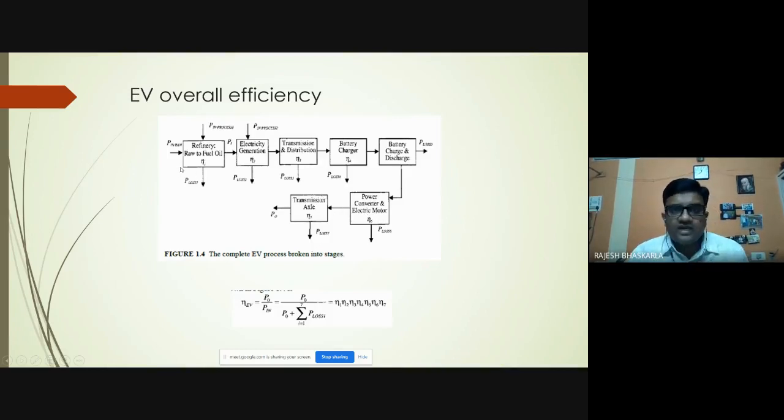So now how do you calculate the overall efficiency? The overall efficiency is calculated as the product of all the efficiencies. So here you can see these eta 1, eta 2, eta 3, eta 4, eta 5, eta 6, eta 7. So 7 efficiencies have to be multiplied. Okay. And then you'll get the overall efficiency.